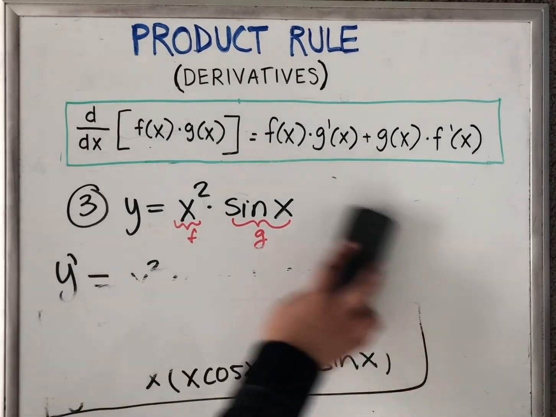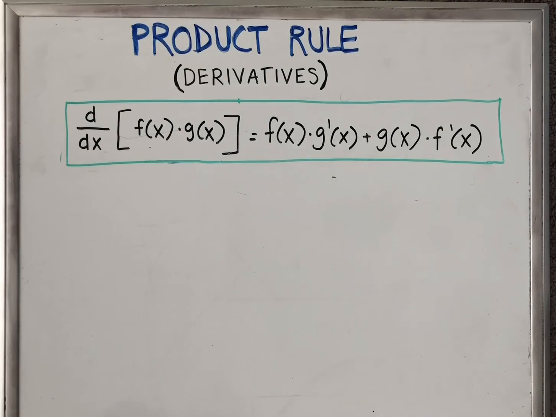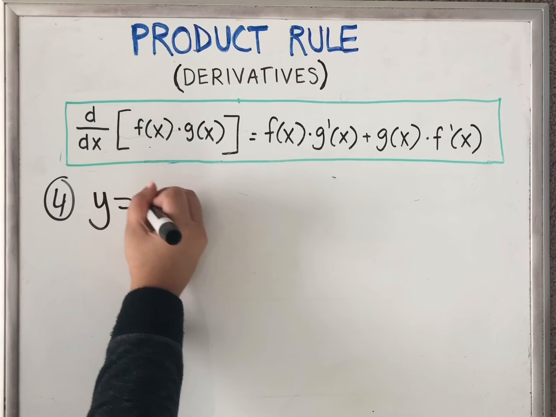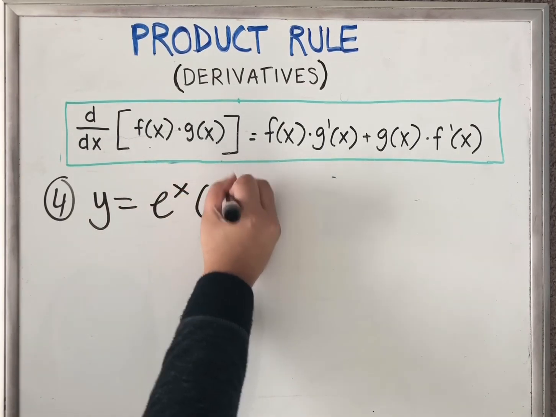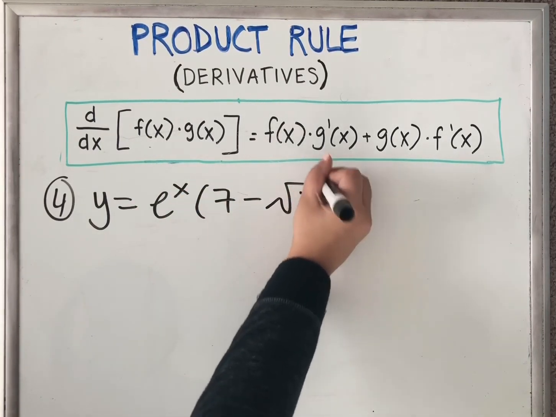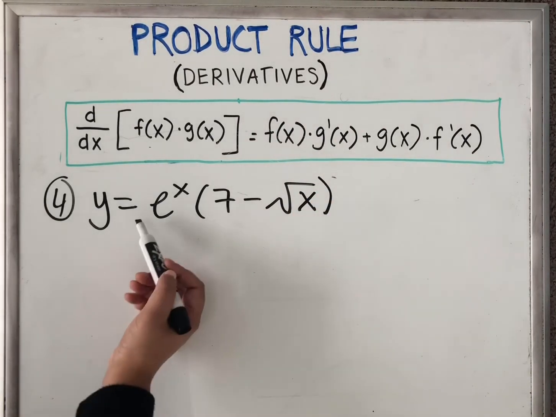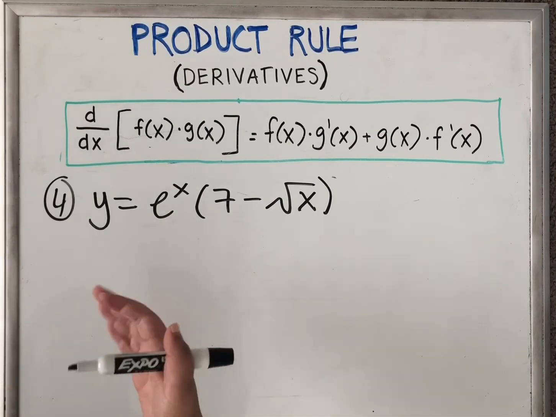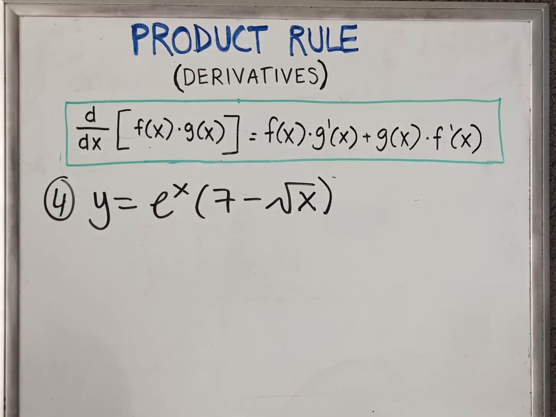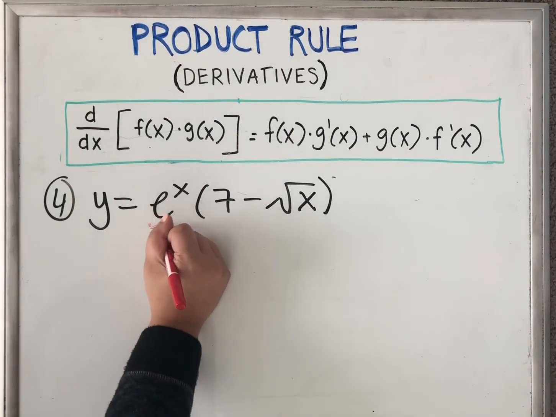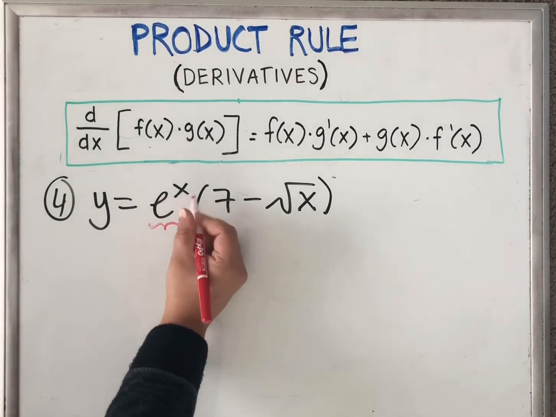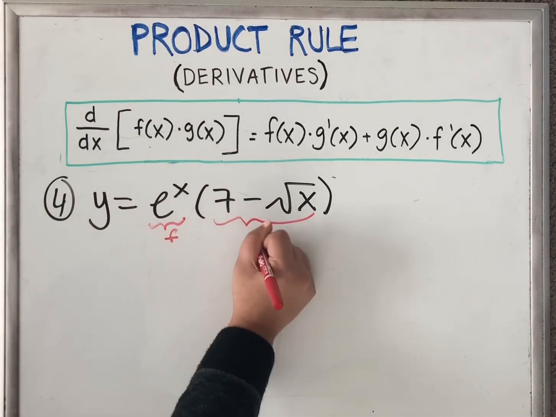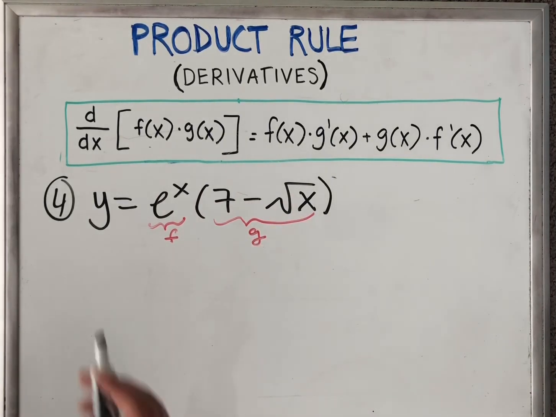So moving right along. For number 4, getting slightly more complex, we have y equals e to the x times 7 minus radical x. Don't be intimidated by the e or the radical; our process is going to be exactly the same. Here we need to recognize we have two terms being multiplied with each other. We have this term right here, and it's being multiplied by this entire term here. So we'll call the first one f and the next one g, and go from there.